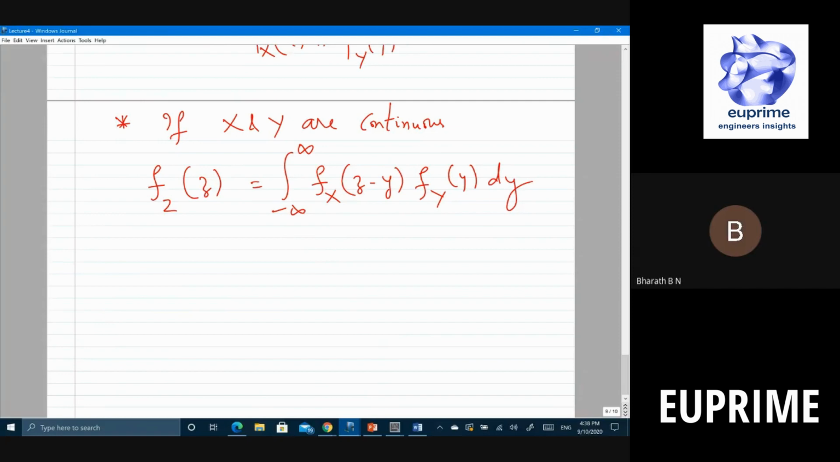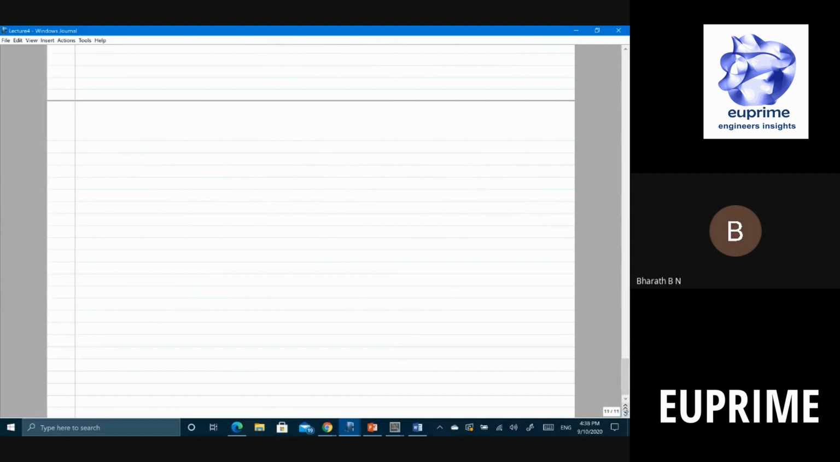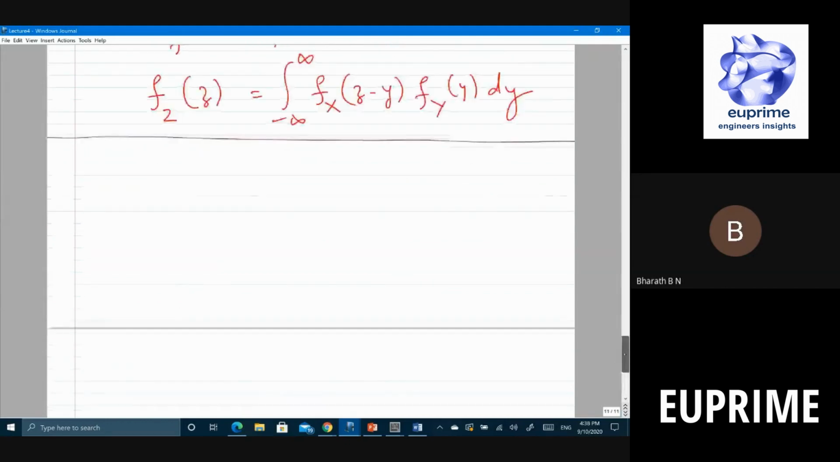Sir, what does convolution actually mean? So what does it mean, right? Can somebody from electrical engineering want to describe what convolution is? I can tell you.